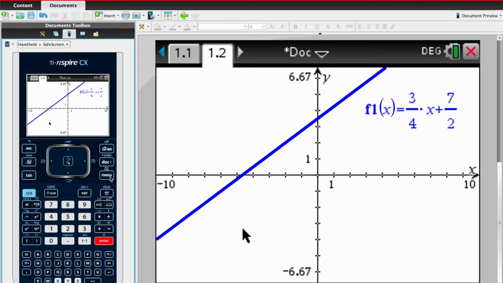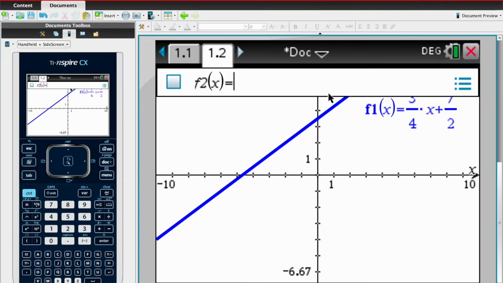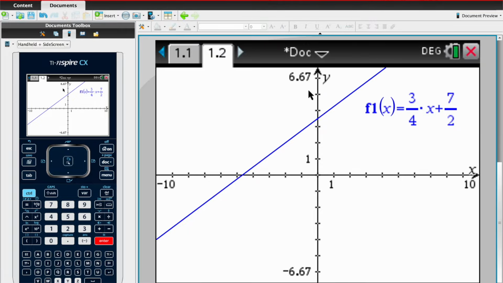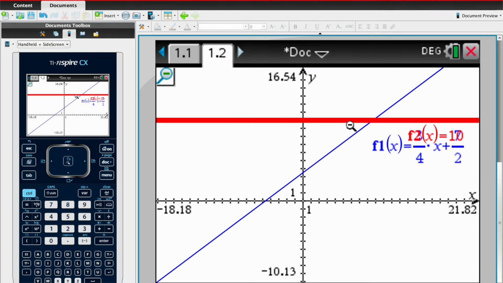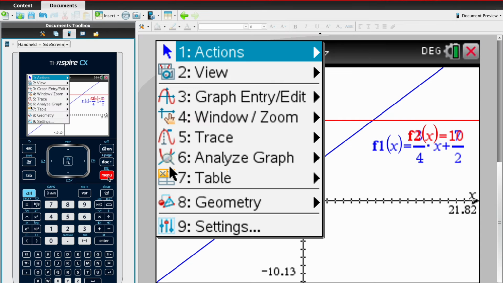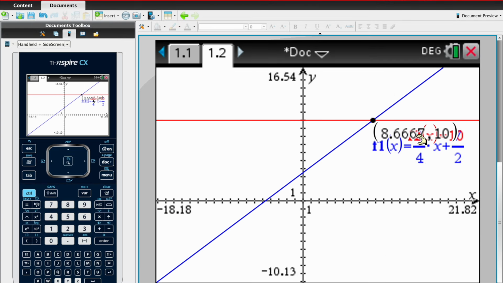Okay, and let's get another graph entry, function. And this one we just want to say is equal to 10. So remember, this f of x is the same as y, more or less. All right, and it's actually off the window, so I'm going to zoom out. If you type something in, you don't see it, zoom fit or simply zoom out. All right, let's analyze graph, find the intersection, hover over, and there it is. 8.6666666, and so on, and 10. That is the ideal location.